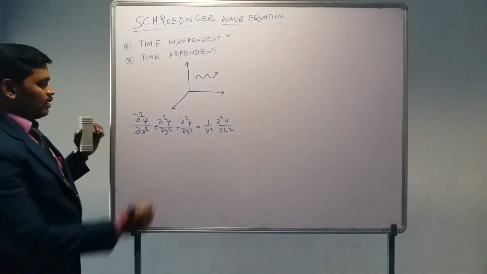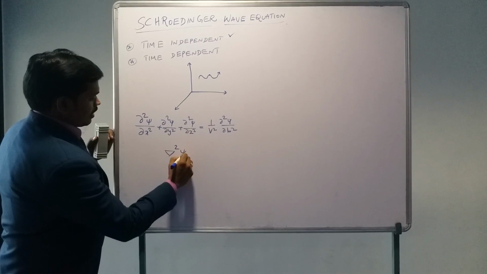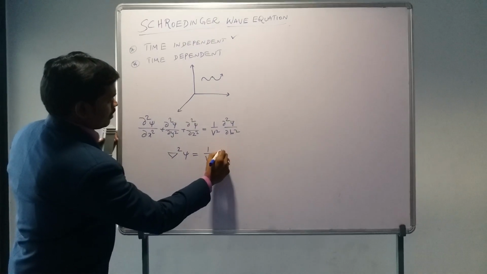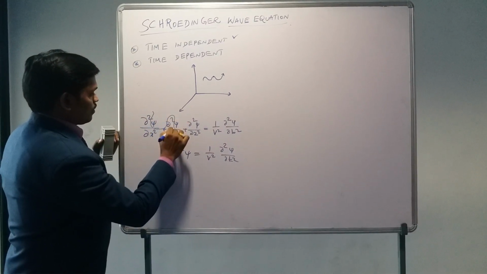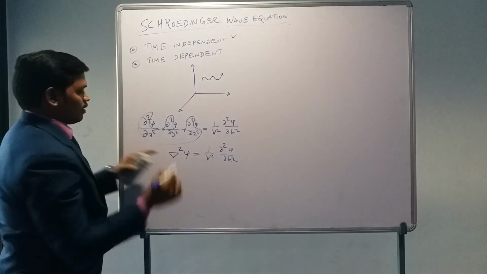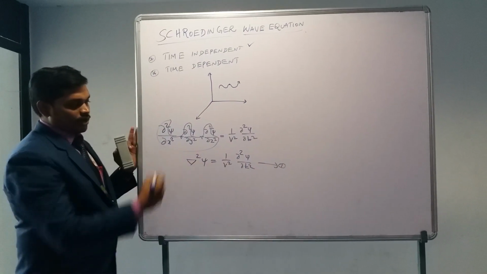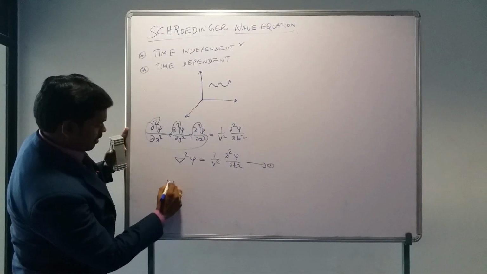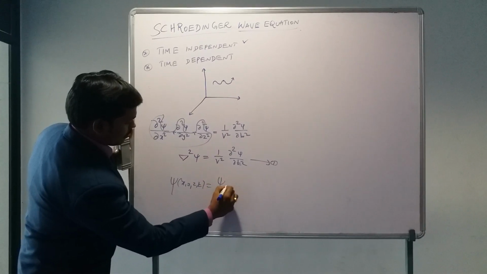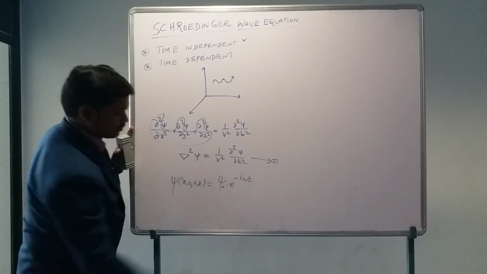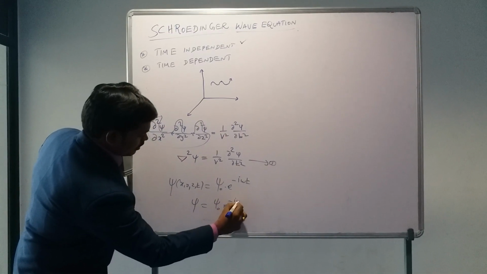This can be simplified as del square psi is equal to 1 by v square dou square psi by dou t square, where del square stands for the sum of the second derivatives. This is equation 1. And the solution for equation 1 is psi of x, y, z, t, which is equal to psi naught e power minus i omega t.